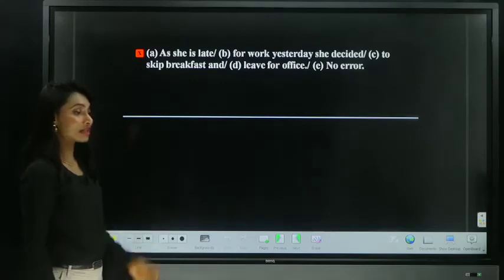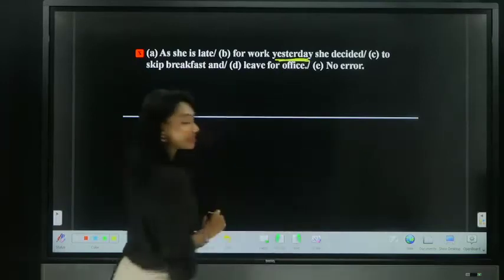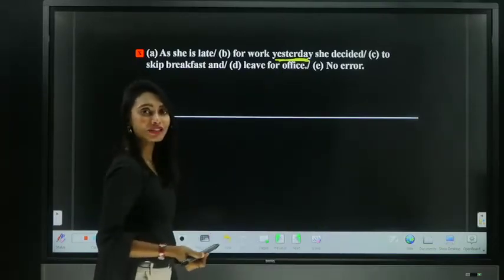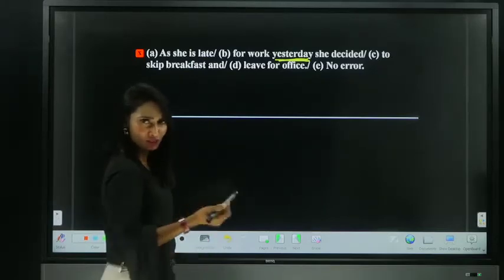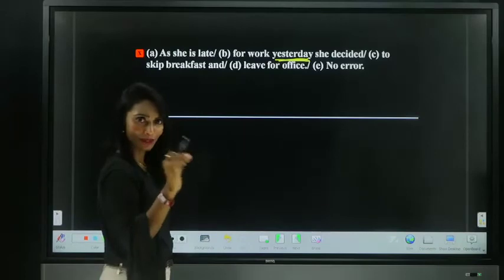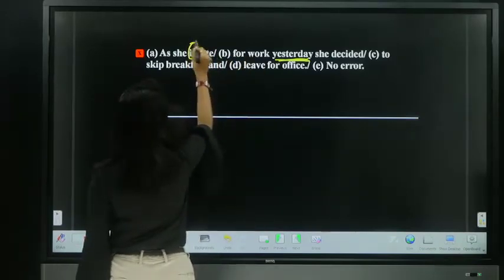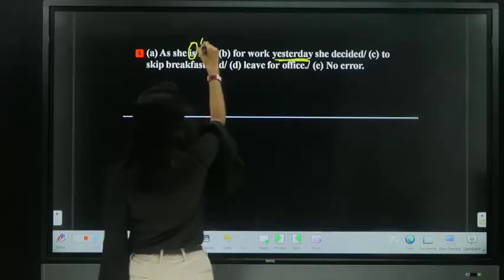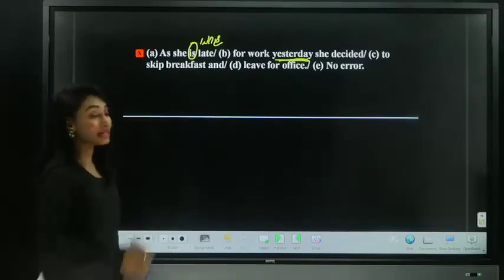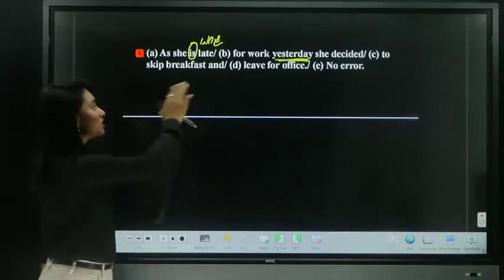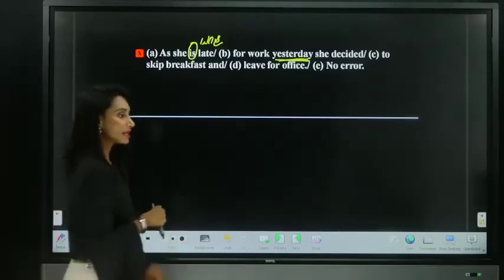Angela, you need not go with that. Swapna, you're right. So we are talking with the time indicator yesterday. Yesterday is a time indicator for which tense? Simple past tense. For simple past tense, we use yesterday or some particular point of time, right? So that means we require the simple past here, but it is given in present tense. So replace "is" with "was". As she was late for work yesterday, she decided to skip breakfast and leave for office. So that's the correct one.